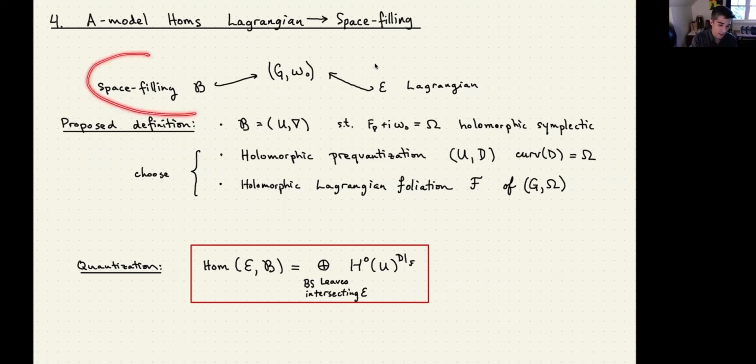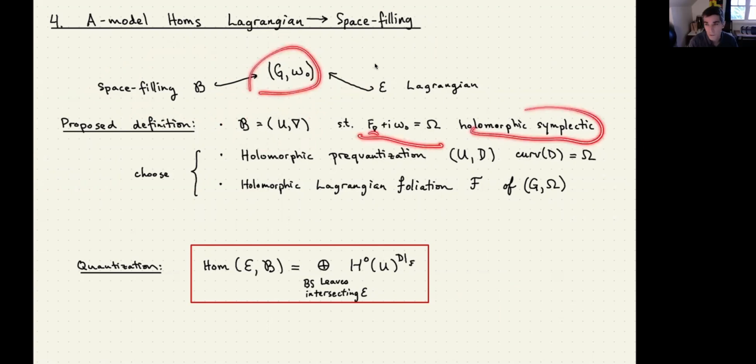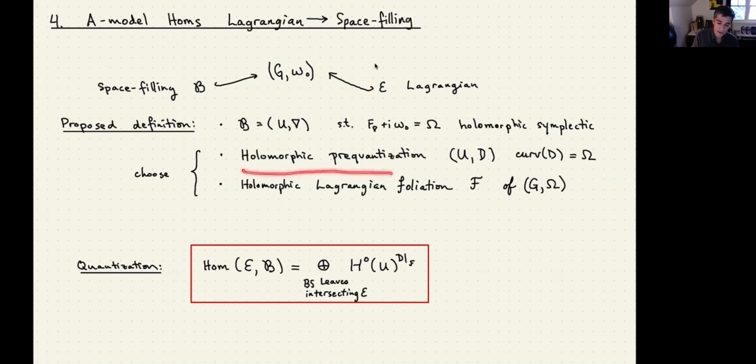using the fact that this space-filling brane provides this symplectic manifold with the structure of a holomorphic symplectic manifold. So this brane on this symplectic groupoid gives the groupoid the structure of a holomorphic symplectic groupoid. So we have a holomorphic symplectic structure on this groupoid. And the idea is that we should basically use a holomorphic version of geometric quantization. We should foliate this thing by holomorphic Lagrangians, and then choose a holomorphic prequantization of the connection, a holomorphic prequantization of this holomorphic symplectic structure.